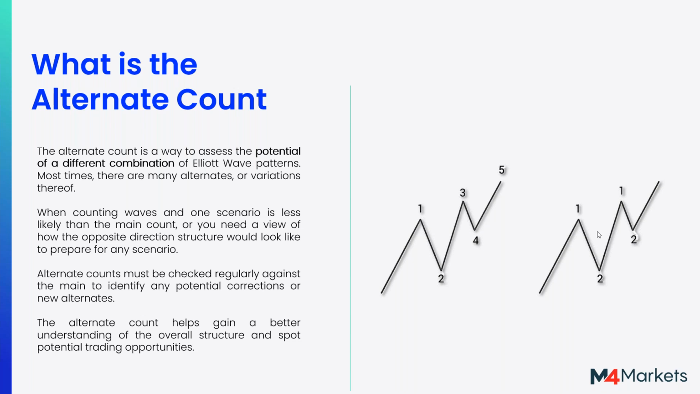But the right alternate is this one, because if wave 5 goes beyond wave 3, that means that there is no diagonal here, because wave 3 cannot be the shortest, right? So it will automatically become a 1-2, 1-2. So what kind of waves in one scenario is less likely than the main count, or you need a view of how the opposite direction structure would look like to prepare for a scenario as well? This is when you use the alternate count.